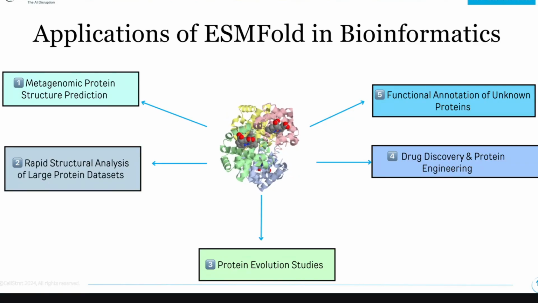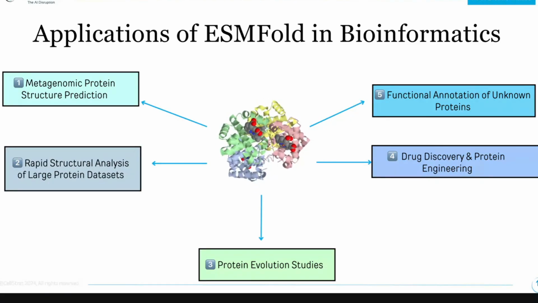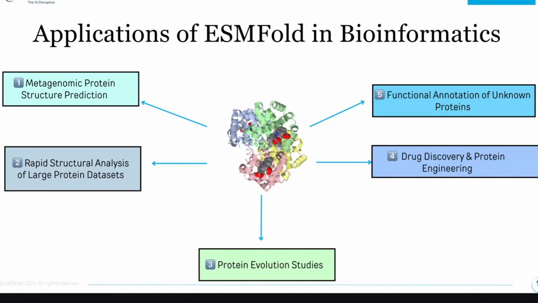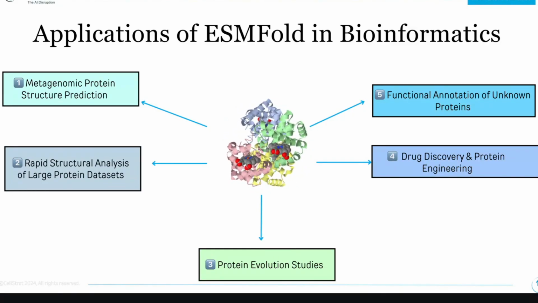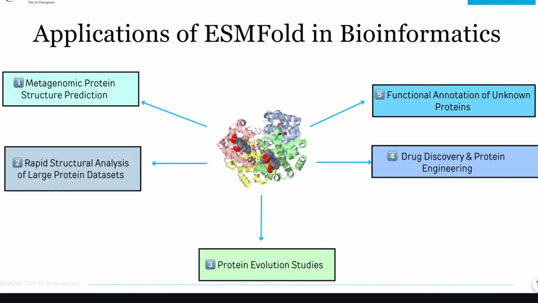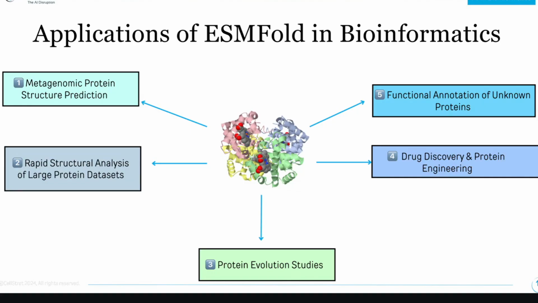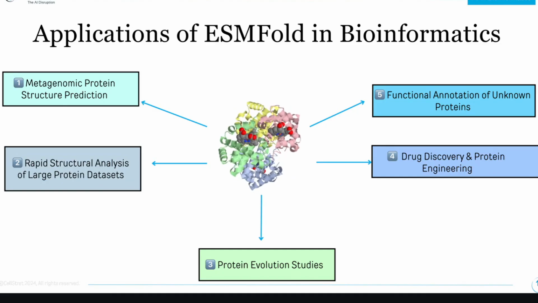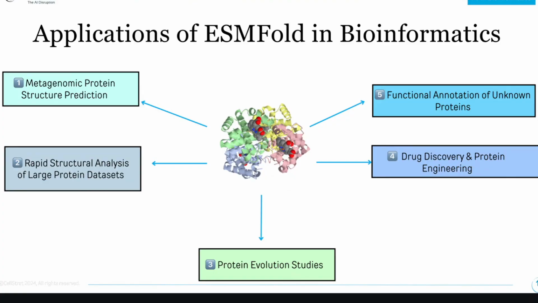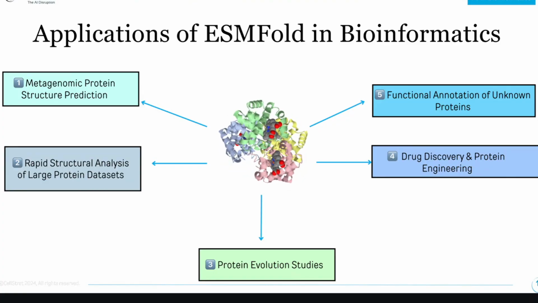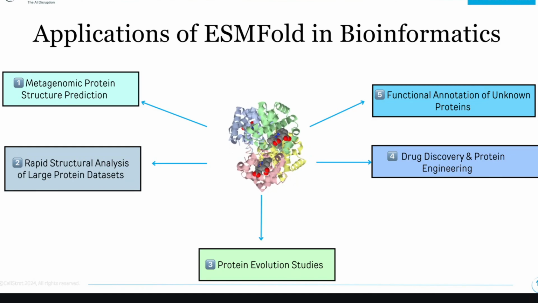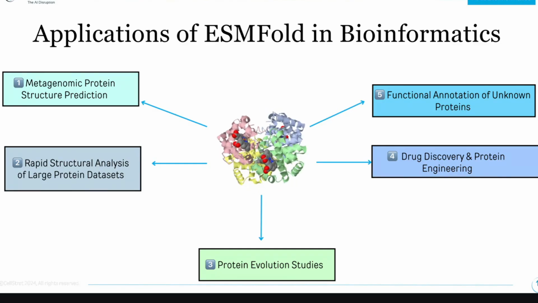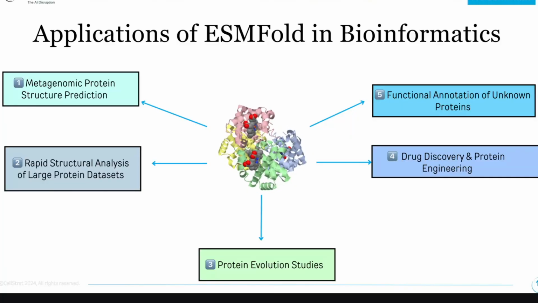Some key applications of ESM fold include metagenomic protein structure prediction. So it predicts structures for unknown proteins in environmental samples. It helps discover new enzyme families and microbial functions, and it is a rapid structural analysis of large protein data sets. So it enables high throughput structure prediction for thousands of proteins, accelerates function insights for drug discovery in genomics. Then we have protein evolution studies. Reconstructs ancestral protein structures to study evolutionary changes, then aids in understanding structural conservation and divergence.